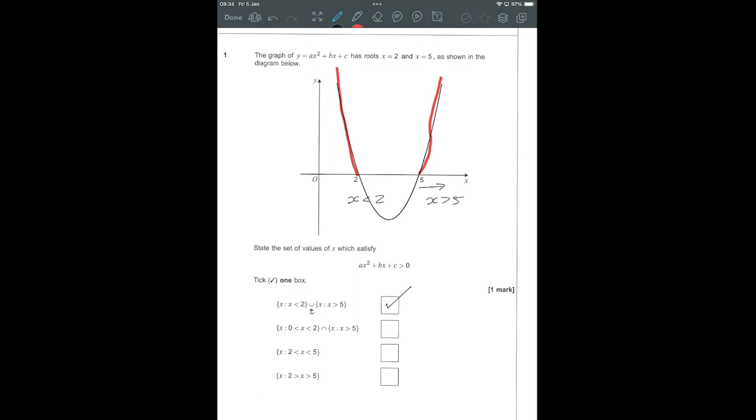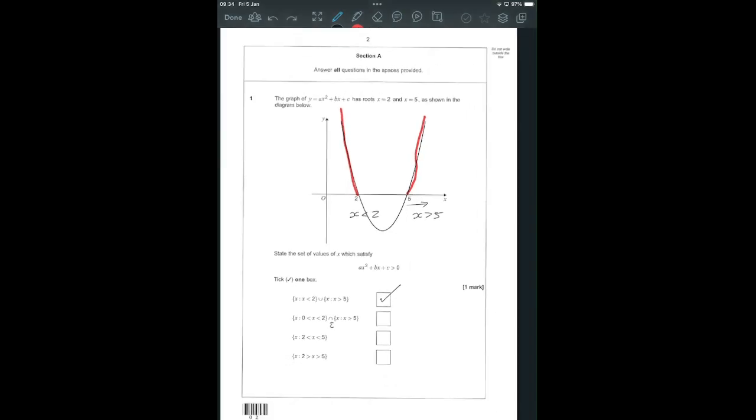Notice I did have to have the union, because I'm allowed to be in either branch, rather than the intersection, which would say I needed to be in both branches. I can't be in both branches at the same time. So that had to be my correct answer.